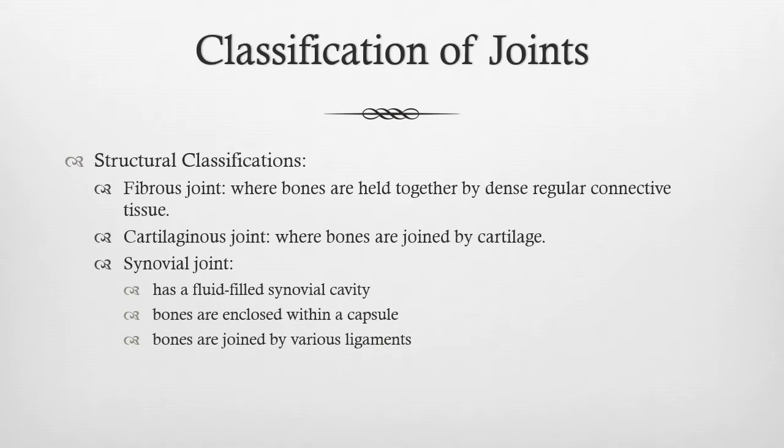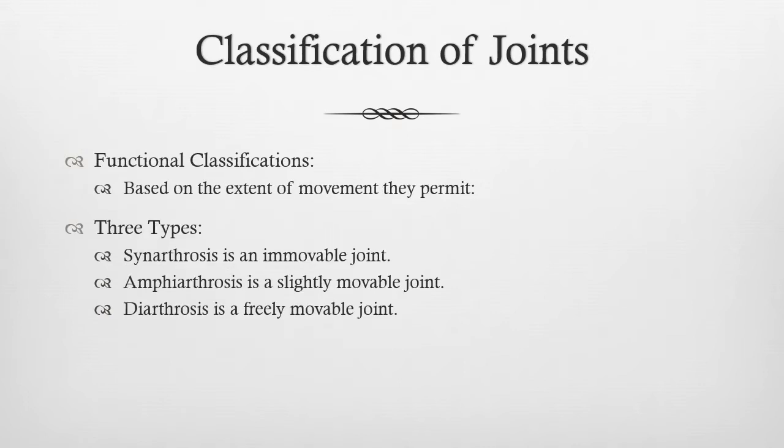These ligaments are within the joint itself and allow for control of how much that joint is actually going to move. And within that, we also need to have synovial fluid. We're going to have a synovial cavity inside the joint that's going to help to essentially lubricate the joint inside. From there, we can move into functional classifications.